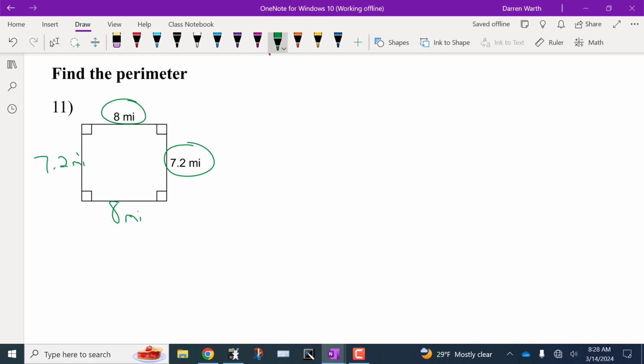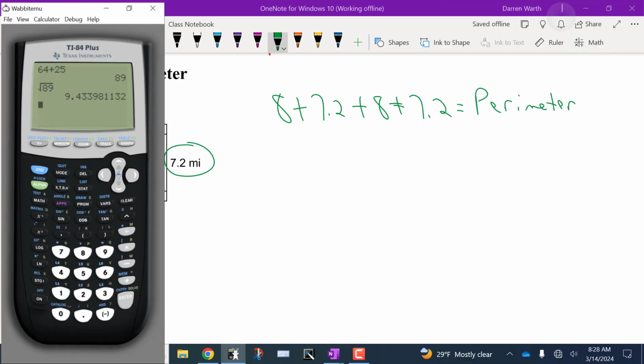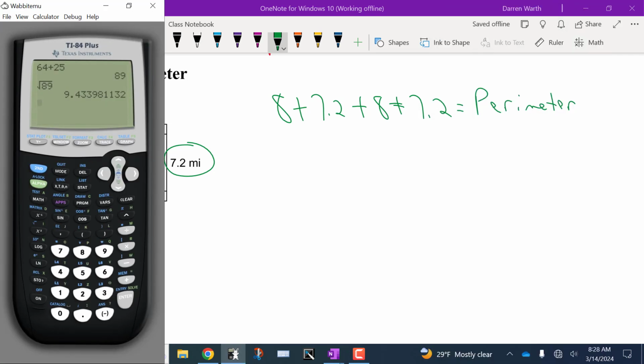Now to actually find the perimeter, I just need to add all those numbers together around the outside of my object. So I'm going to take 8 plus 7.2 plus 8 plus 7.2. And that's going to equal my perimeter. So the measurement around the outside of an object is your perimeter. Just take your calculator and type that in.